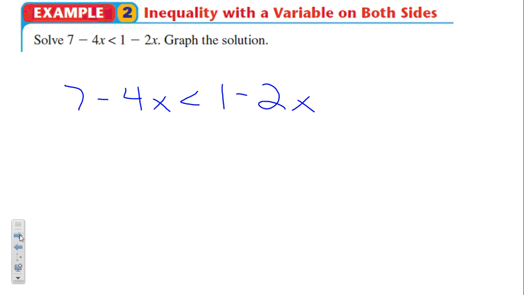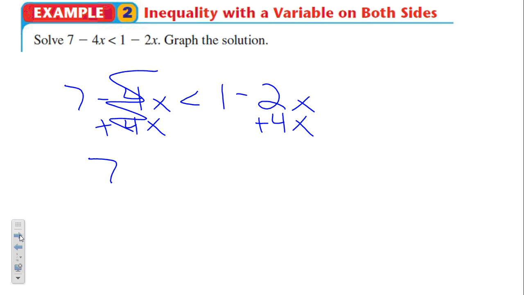All right, we've got variables on both sides. I always like to move the smaller of the two variables. The smaller of the two variables is -4x. If I'm going to move it to the other side of the problem, I'm going to have to do the inverse operation, so I'm going to add 4x to this side and add 4x to this side. All right, so this one's going to cancel out. I'm going to have 7 left over.